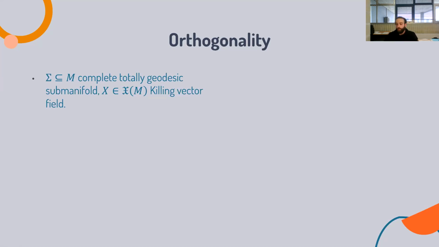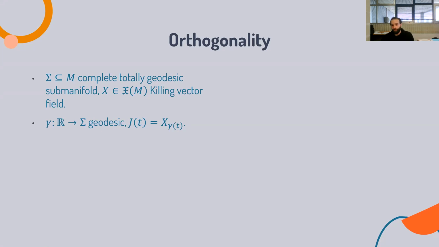And let's take any Killing vector field on the manifold, which again, we should think of as a fundamental vector field induced by the Lie algebra. What we will do is see the orthogonality condition as a local one by observing how this vector field behaves along the geodesics of gamma. So we'll take any geodesic of sigma, and it's also a geodesic of the ambient manifold.